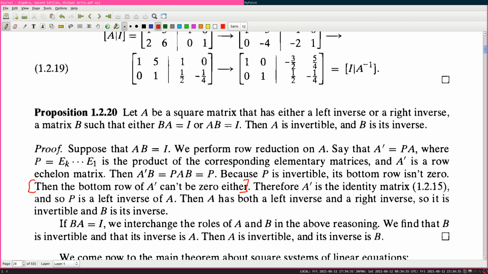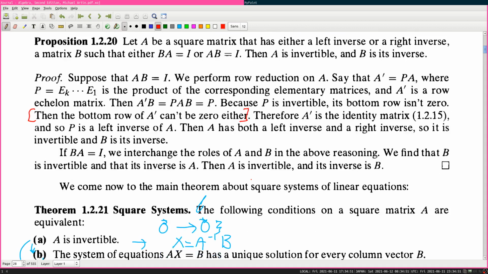Then A has both a left inverse and a right inverse, so it is invertible, and B is... That's so weird. If BA equals I, we interchange the roles of A and B in the above reasoning. We find that B is invertible and its inverse is A. Okay. It's a definition of its definition.